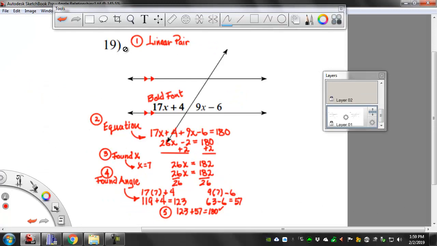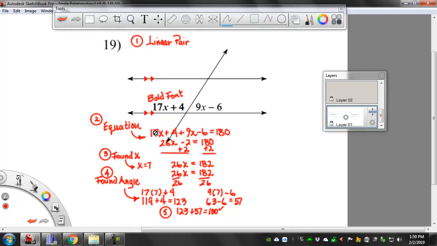Okay, now we're looking at problem 19, and you can identify this one as a linear pair. 17x plus 4 is the angle with the bold-faced font, so that's the one I have to find the measurement for. And again, this is a linear pair, so I want to take these two equations and add them together. So I have 17x plus 4 plus 9x minus 6.